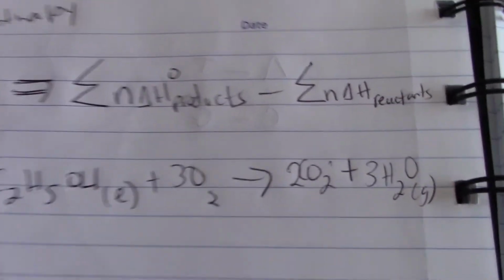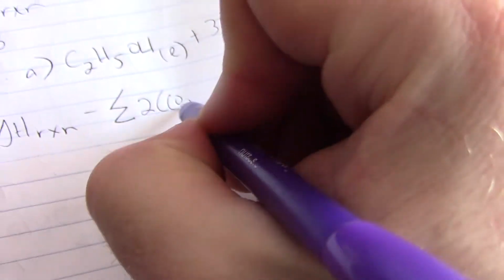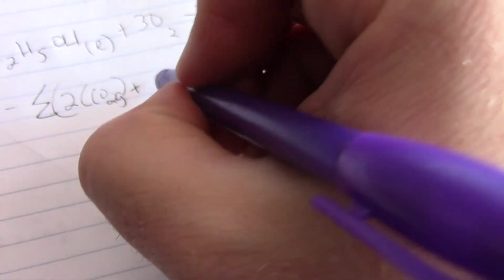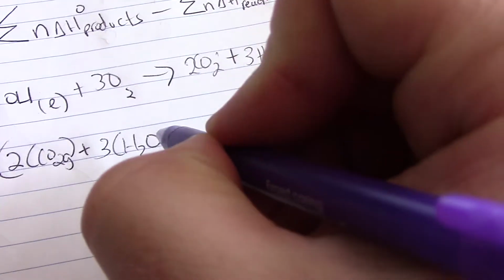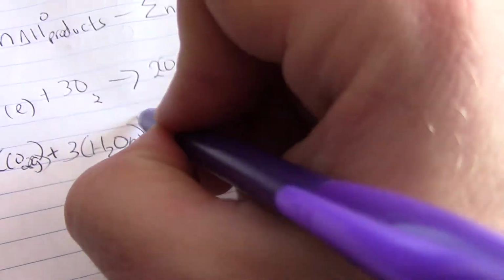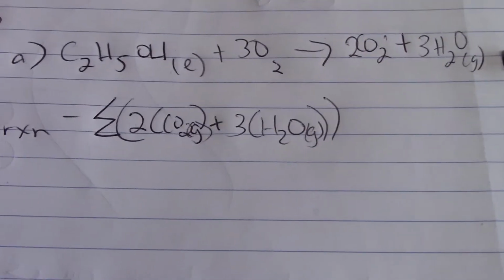Okay, so what we're going to do is find the delta H of this reaction. We're going to look at the sum of the products. So there's 2 times CO2 gas plus 3 moles of water. You get that from the balanced equation: 3 times H2O gas. The state of matter is important here. Okay, so that's my products.